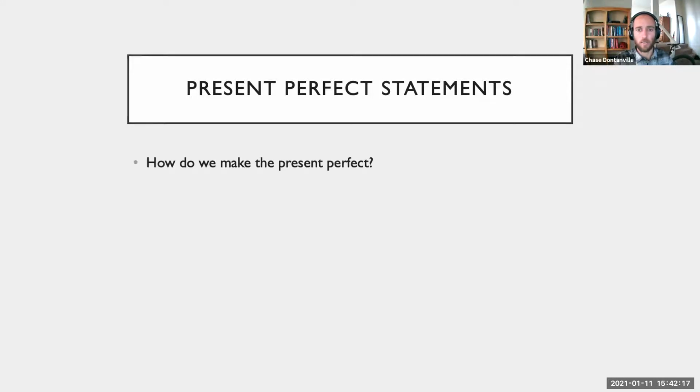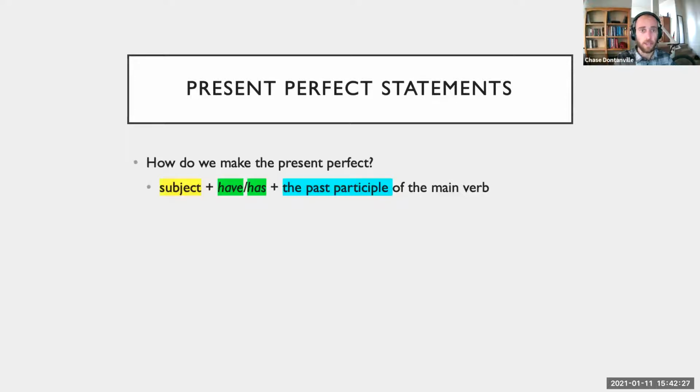I want to start with the form. How do we make the present perfect? This is the rule. So you need a subject, always in English. Then you use the verb have or has. This is our helper verb for the present perfect. So subject plus have or has, and then the past participle of the main verb.